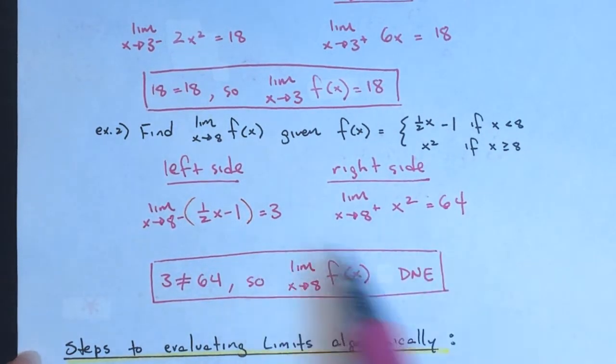Hopefully you got that for example 2. You can see that's why it doesn't exist. The left and the right go to different places.